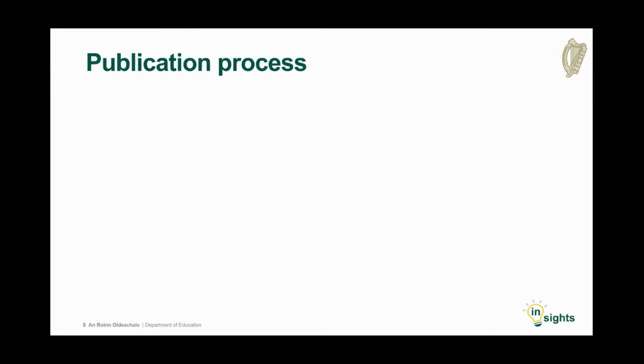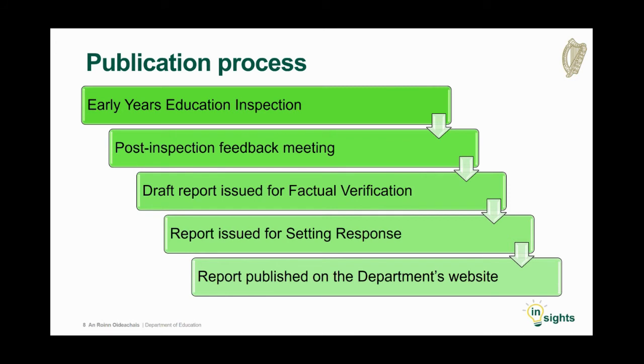Now that we've explored what an early years education inspection report looks like and how it is structured, we will now explain the publication process. Let's take a brief overview first before we explore each stage in more detail. First, an early years education inspection is conducted in your setting. Then a post-inspection feedback meeting is held to share the findings, finalise the evaluation and discuss actions advised to improve quality of provision and practice in your setting.